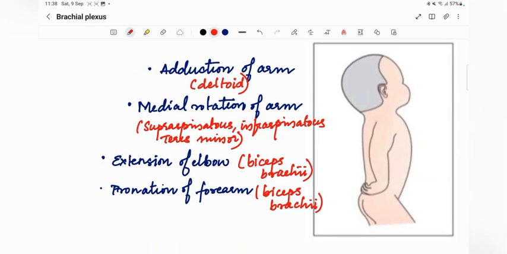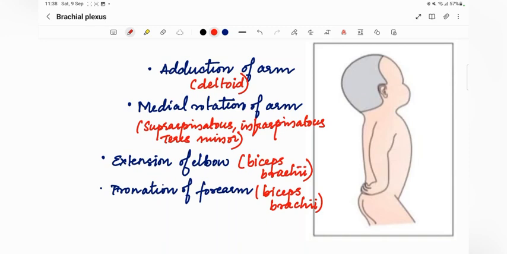Adduction. The arm will be adducted with the medial rotation. Elbow will be extended because biceps, which is responsible for flexion of elbow, is paralyzed. So there will be extension of elbow along with pronation of forearm. Also there will be loss of sensation along the outer aspect of the arm. Why? Because the C6 spinal root is involved. So paralysis, just summarizing it.